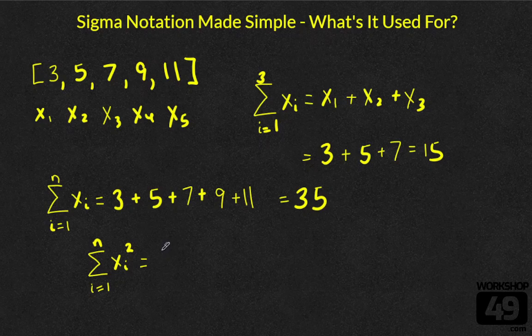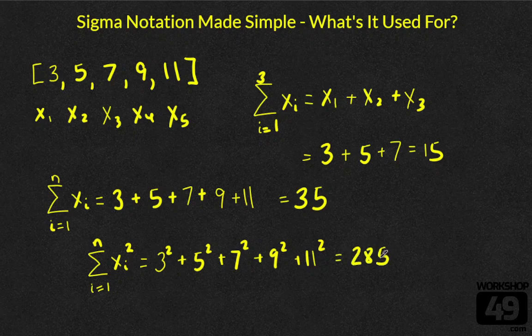So it will end up looking like this: 3 squared plus 5 squared plus 7 squared plus 9 squared plus 11 squared. So we're squaring them each time now. Now that these are squared, we can put this into our calculator, add this up, and it's going to equal 285.